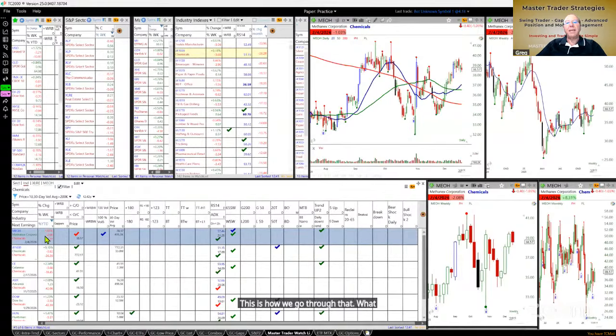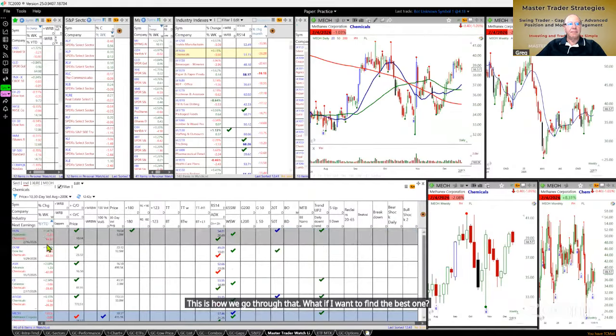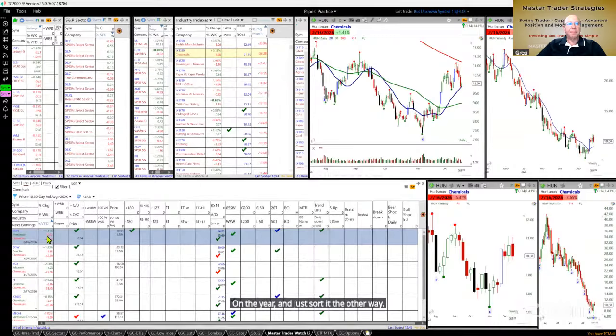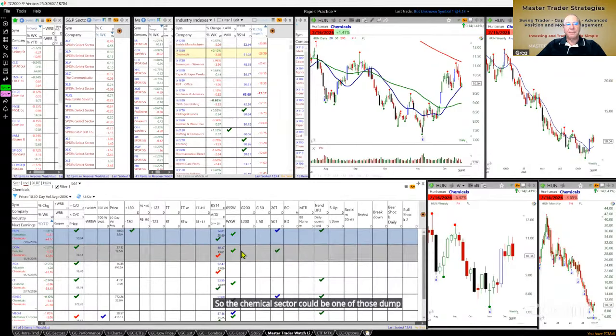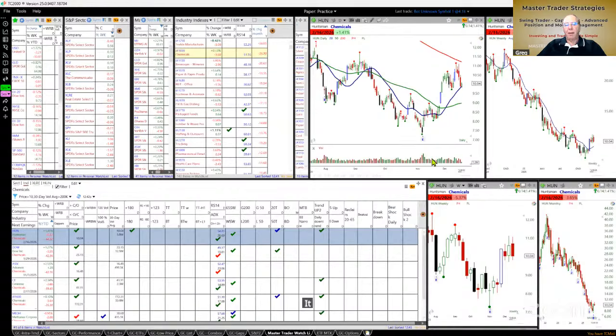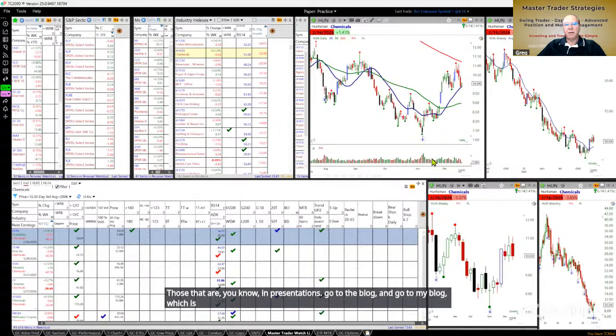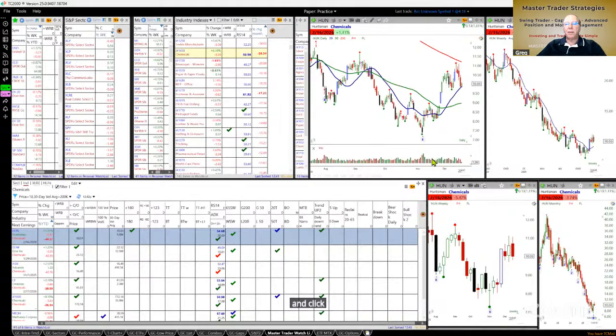What if I want to find the best one on the year? I just sort it the other way. And so the best one on the year still doesn't look good. So the chemical sector could be one of those dumpster divers. All right. That, it's just not there yet. It hasn't tightened up. The last couple of weeks, I've been telling those that are in presentations, go to my blog, which is under Start Here, and click my name and find the one that says tight versus loose. And it explains those patterns.